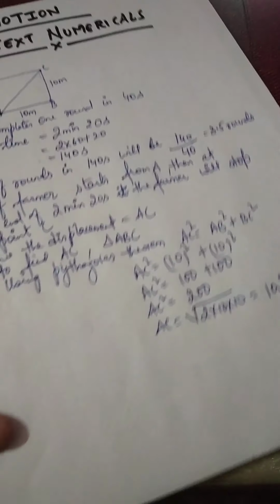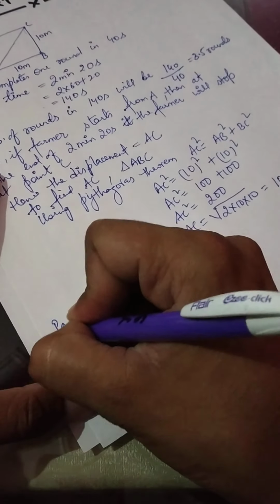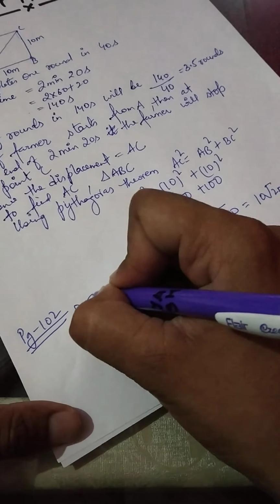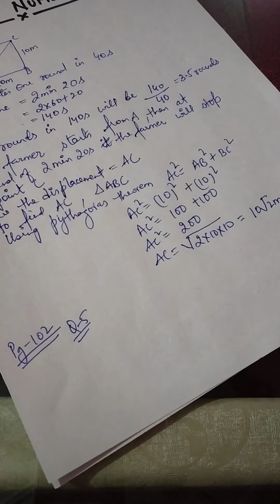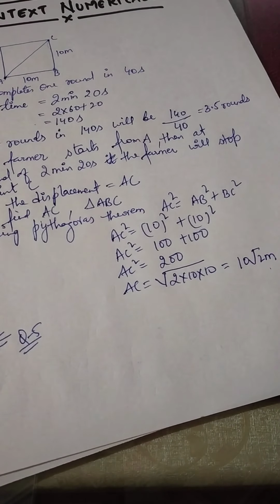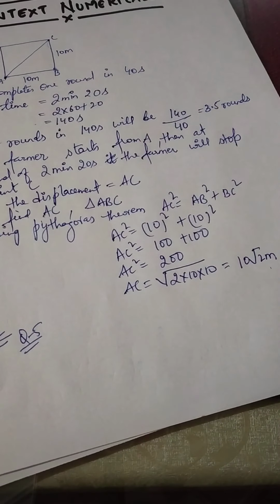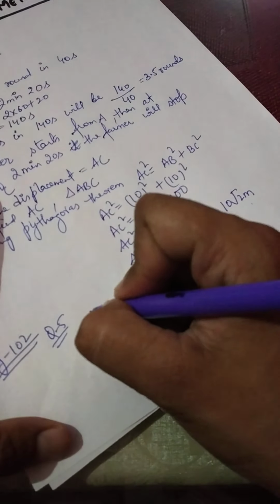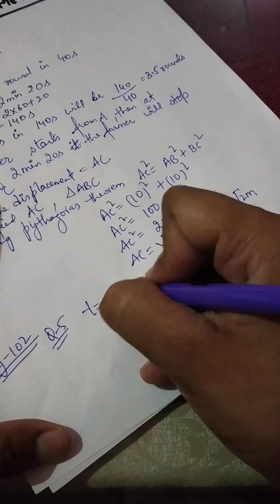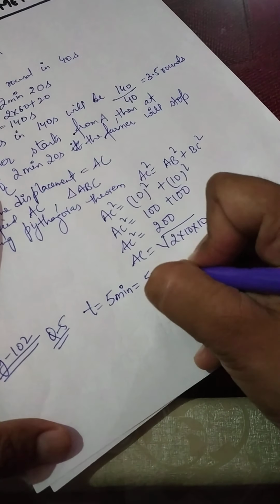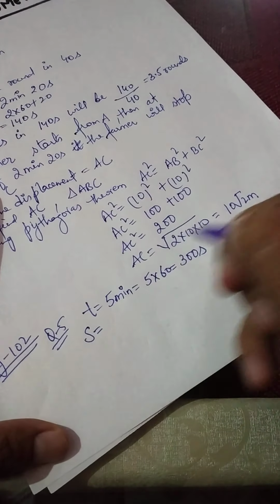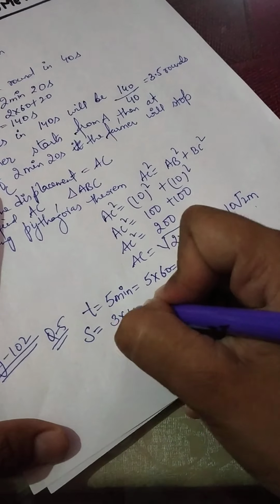Now coming to page number 102. Question number 5. It's an easy question. During an experiment, a signal from a spaceship reached the ground station in 5 minutes. What was the distance of the spaceship from the ground station? The signal travels at the speed of light, that is 3 into 10 to the raised power 8 meter per second. We have been given that the time taken by the signal is 5 minutes, which, converting into seconds, is 300 seconds.